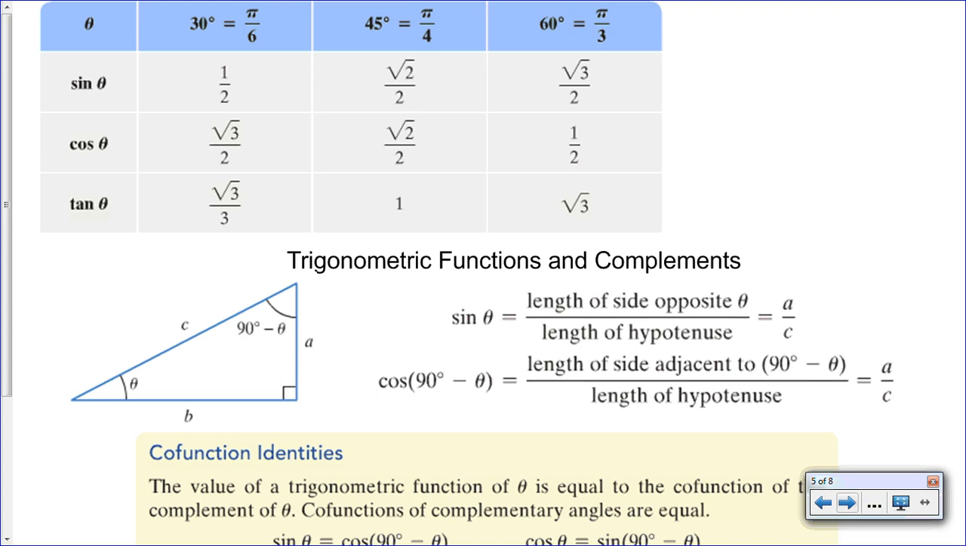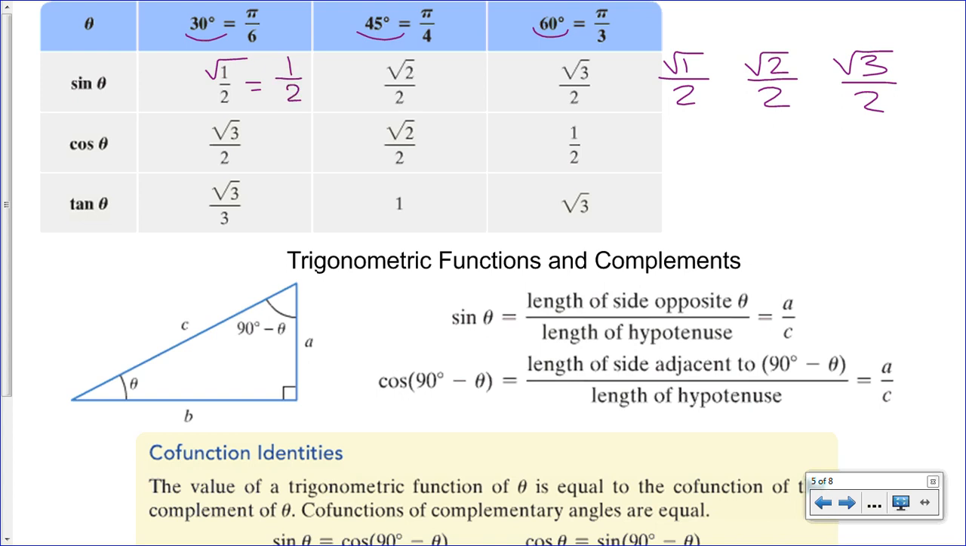If you line up your angles from smallest to greatest, and we call these our special angles, those are the ones that we have on the unit circle in the first quadrant, right? So if you line them up from smallest to largest, you have the square root of 1, square root of 2, square root of 3. On the bottom, they all have 2's. You guys notice? Now this one, what is the square root of 1? Just 1, so it's 1/2.